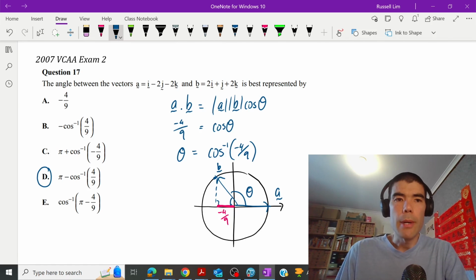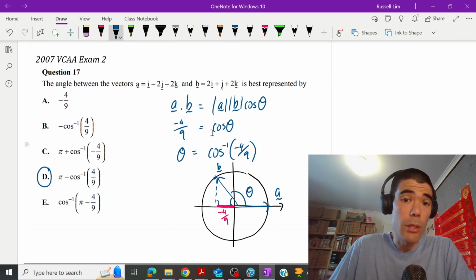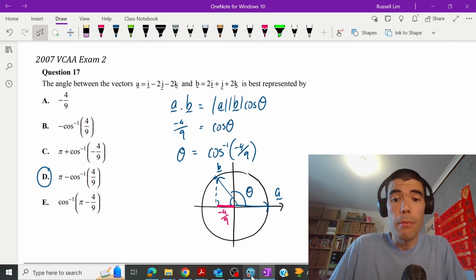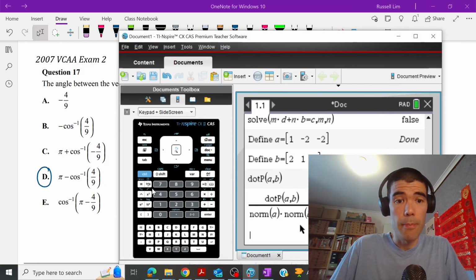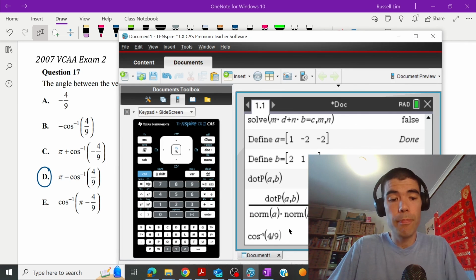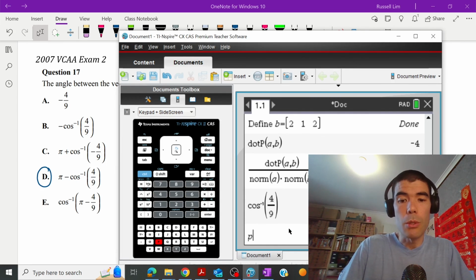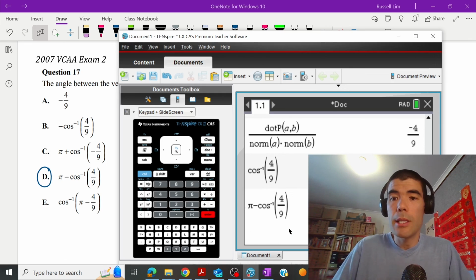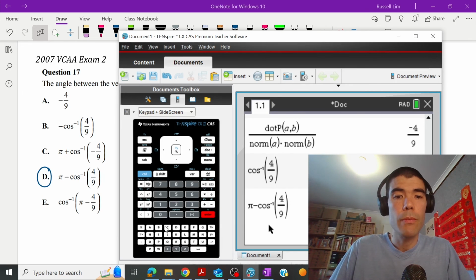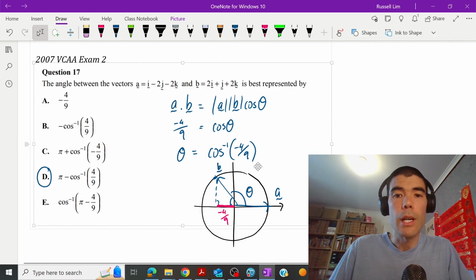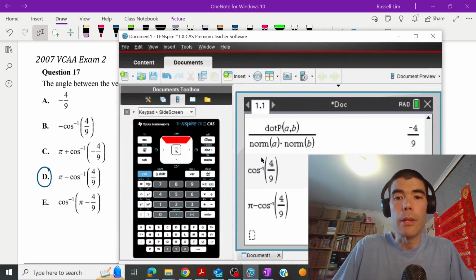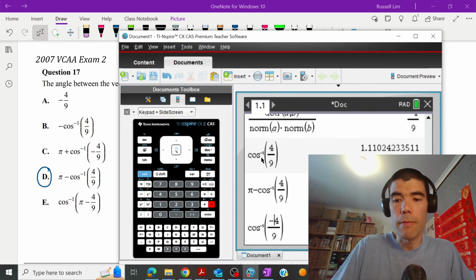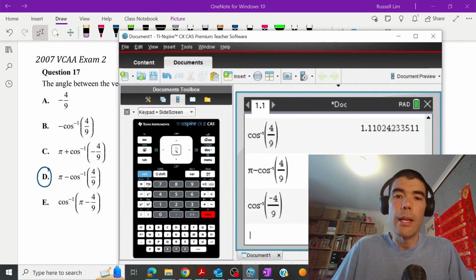Again, if you're not sure about the geometric interpretation, you could just bash this into the calculator. Inverse cosine 4/9, and then check that when we do pi minus the inverse cosine of that, we get the same. If we put inverse cosine of negative 4/9, and okay, so we get the same thing.